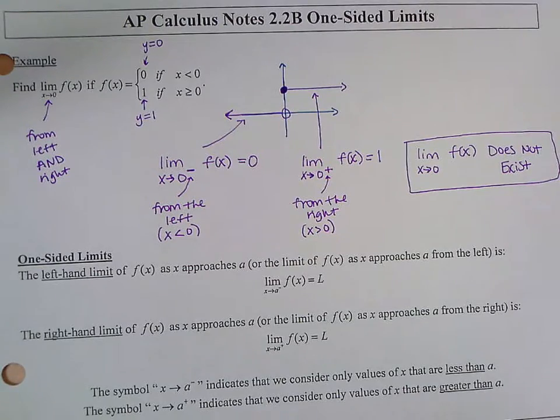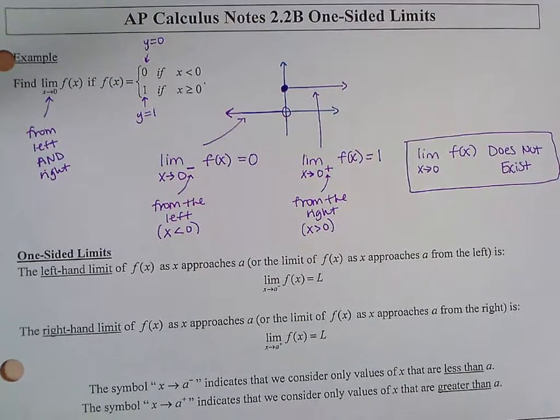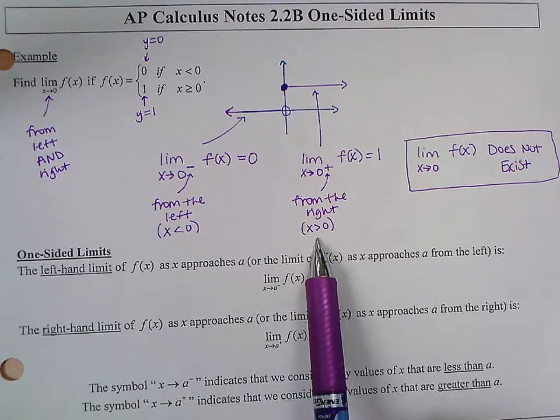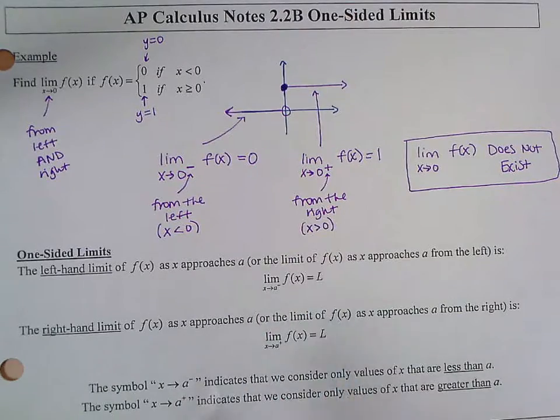From the right, is it supposed to be equal to also? No. It is in the function, it's also equal to. But again, when you're just looking at the limit, it doesn't matter what the y value actually equals.